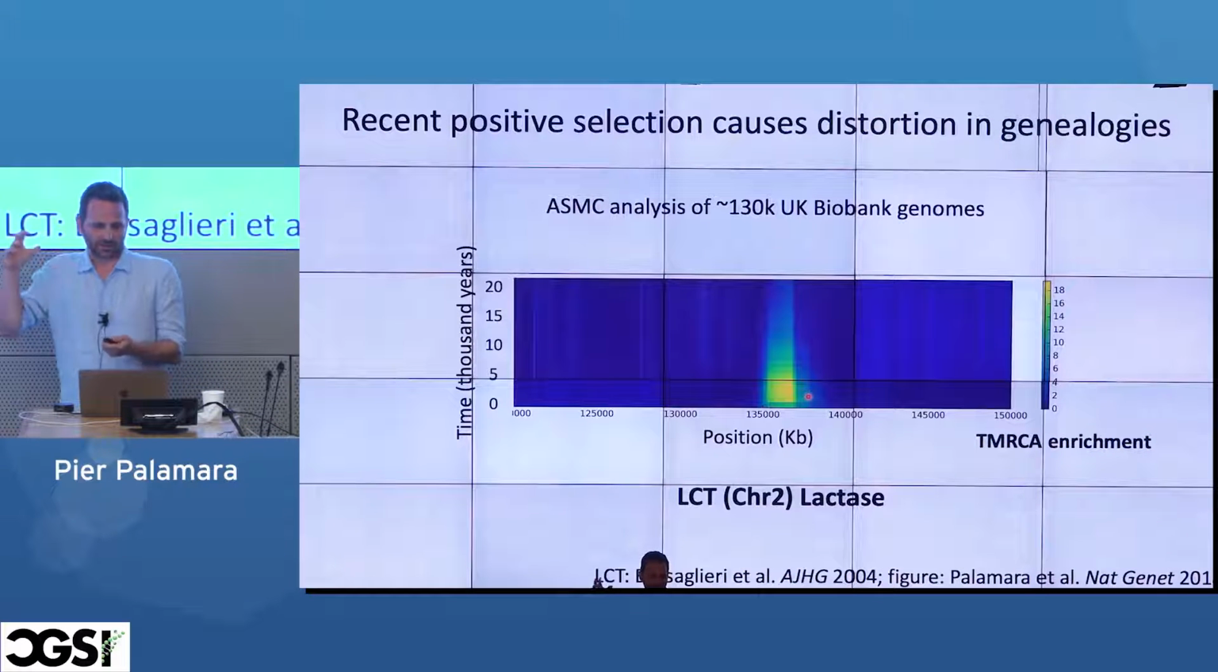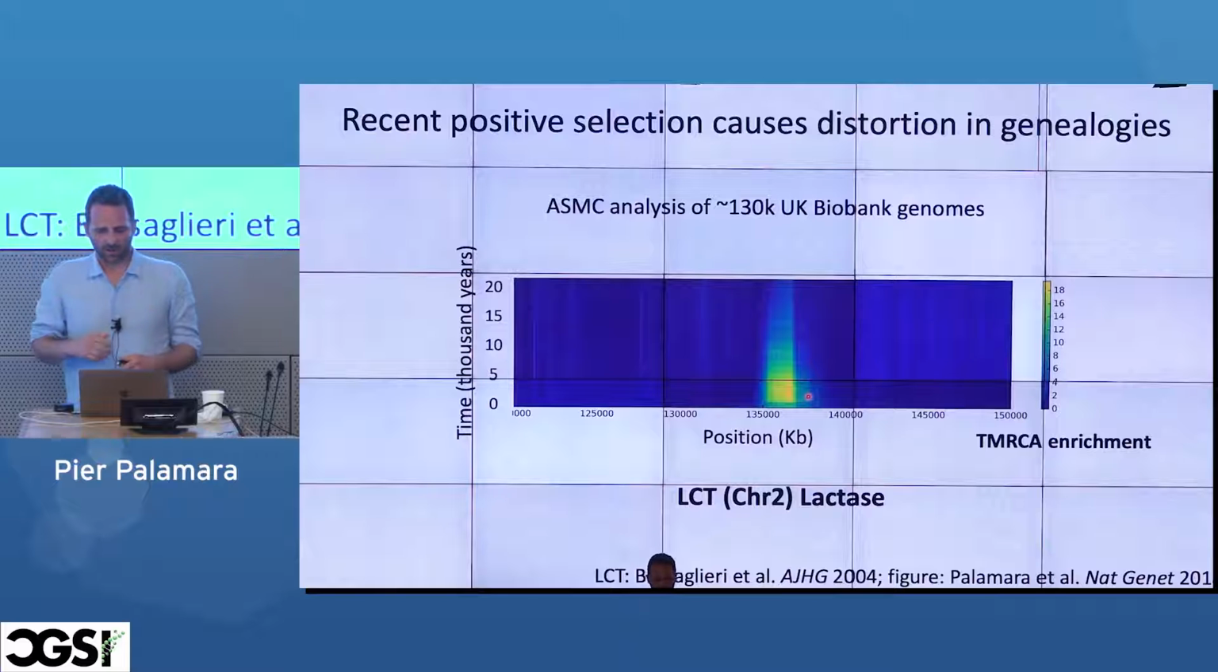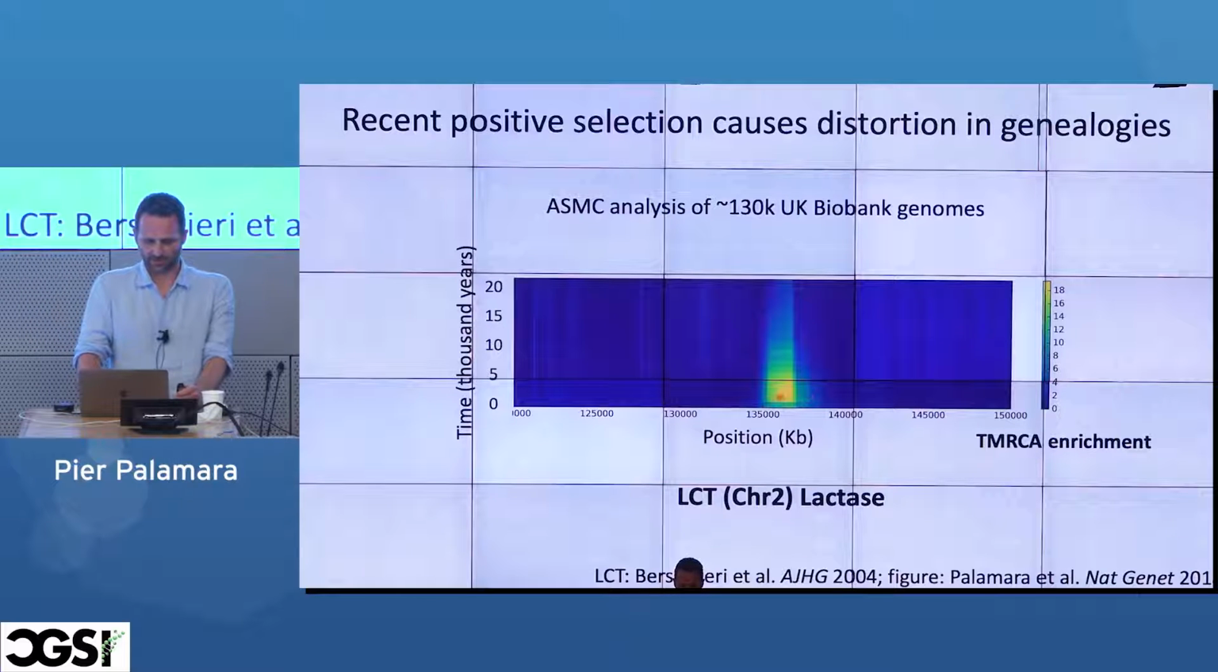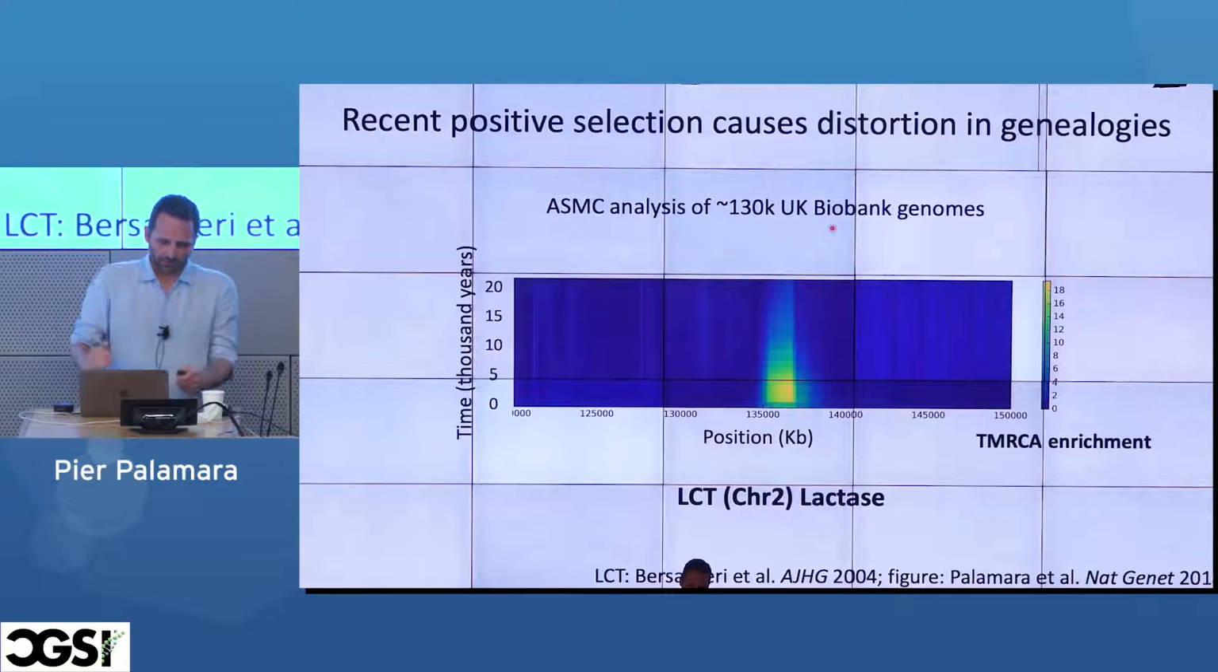As I mentioned, selection affects the shape of the genealogy. In this case, selection is pulling the genealogy somehow, so you have more ancestry in recent time. This is actually lactase for UK Biobank samples. As we know for this locus, there is strong selection in the past few thousand years after the development of agriculture. You have this burst of ancestry here.